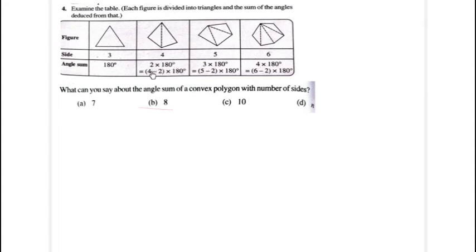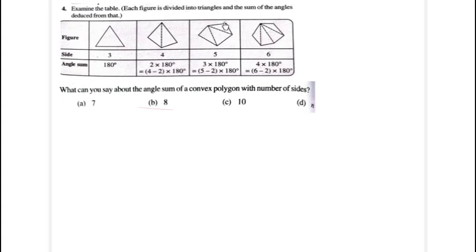How can we represent it? (4 minus 2) multiplied by 180 degrees. We can represent this in this way also: 4 minus 2. Here, what is 4? 4 is the number of sides. Number of sides, 4, minus 2, into 180 degrees. So by using this we can get the angle sum of this quadrilateral.